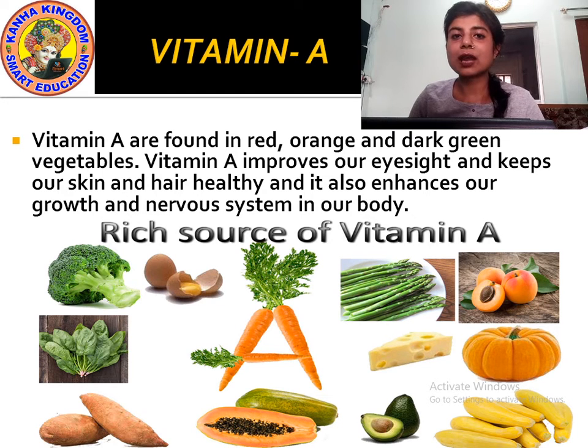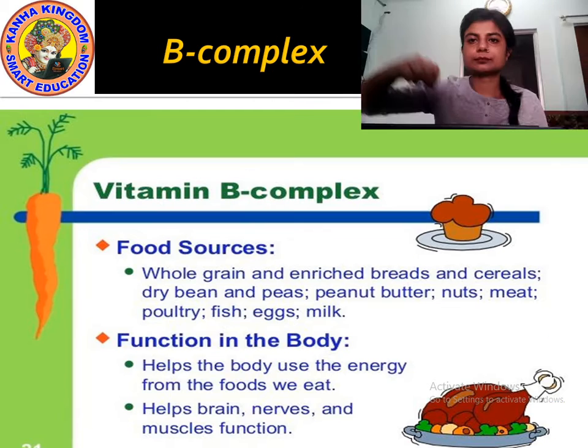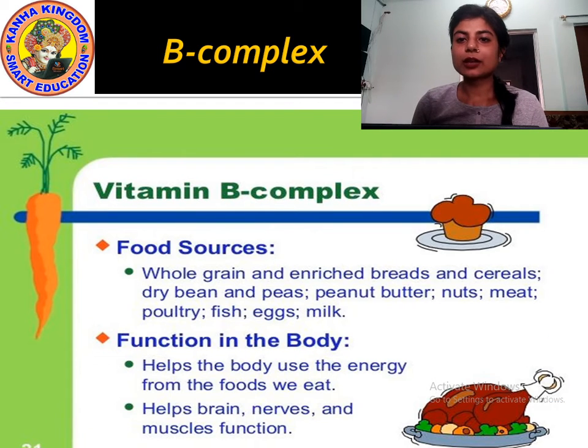Let us read about another vitamin, that is B complex. So now students, what is B complex? B complex is also a vitamin, and what are the sources of B complex? Whole grain, enriched bread and cereals, dry beans, peas, peanut butter, nuts, meat, poultry, fish, egg, milk. All these things are rich in B complex.